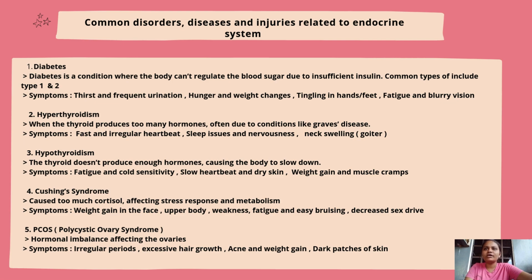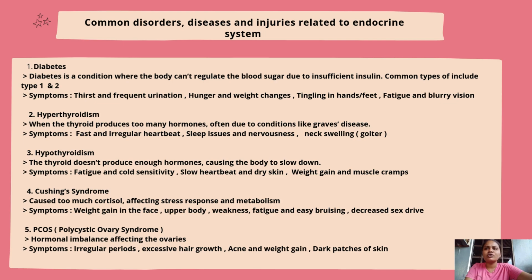Hyperthyroidism. When the thyroid produces too many hormones, often due to conditions like Graves' disease. Symptoms are fast and irregular heartbeat, sleep issues and nervousness, neck swelling. Hypothyroidism. The thyroid doesn't produce enough hormones, causing the body to slow down. Symptoms are fatigue and cold sensitivity, slow heartbeat and dry skin, weight gain and muscle cramps.